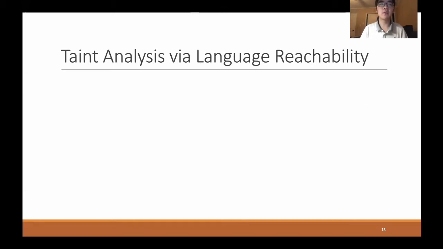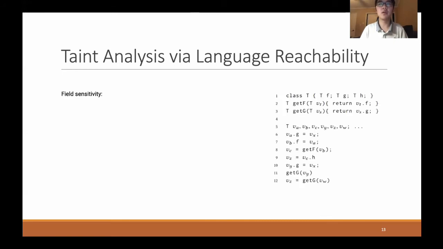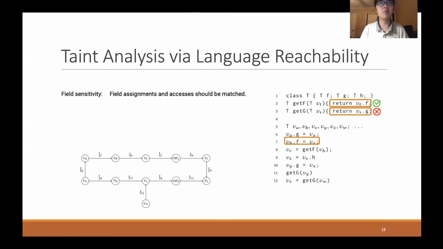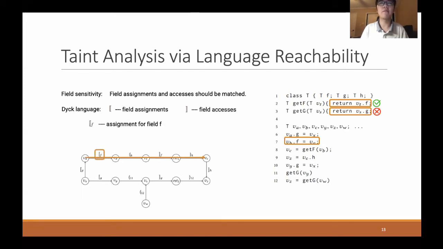Similarly, to make the analysis field sensitive, in the flow, the field assignment should be matched with the corresponding field accesses rather than accesses of other fields. In the graph reachability problem, we need another Dyck language to capture field sensitivity. The open brackets represent field assignments, and closed brackets represent field accesses. In this valid path, the open F bracket represents an assignment to the field F, and it is always matched with the closed F bracket representing an access of field F.